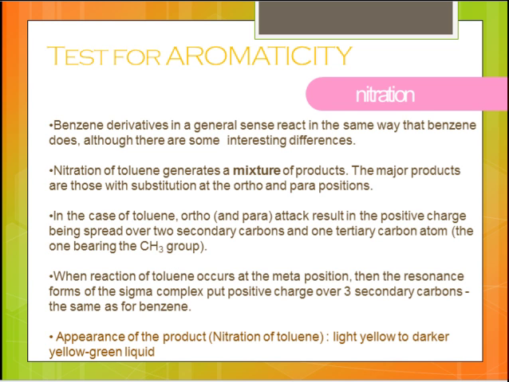Benzene derivatives react pretty much like benzene but with some minor differences. Nitration of toluene generates a mixture of ortho and para positions of nitrotoluene. Reactions of toluene occurring at the ortho and para positions spread the positive charge to 2 secondary carbon atoms and 1 tertiary carbon atom, while with the meta position, the positive charge is spread over 3 secondary carbons, which is similar to the reaction with benzene. Well, that summary was not quite intuitive, but I hope that helped you understand things a little bit better. Anyways, moving on.